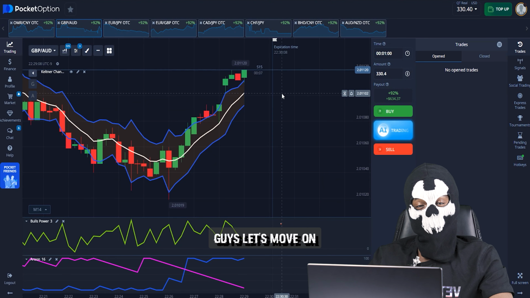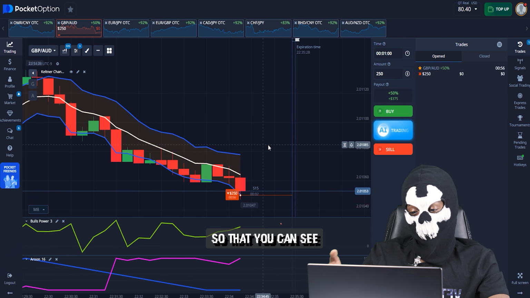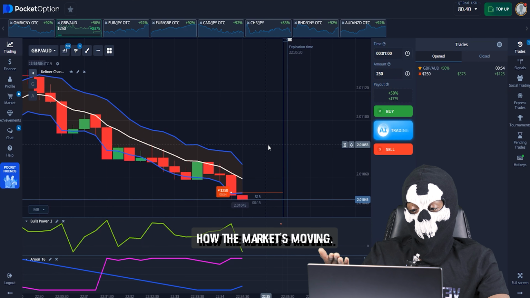Okay, guys, we're going to open the first trade of the day. We're going to go 250. We're going to go down. And you can see the market is going downwards. I did zoom out at the start so that you can see how the market's moving.